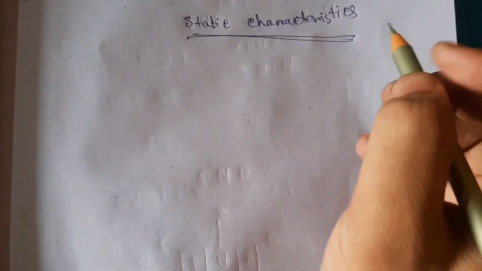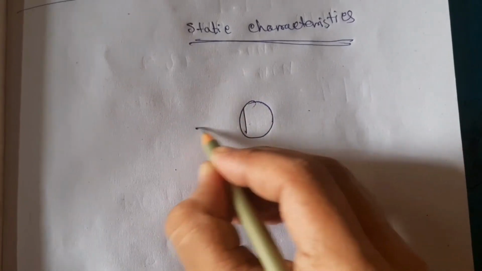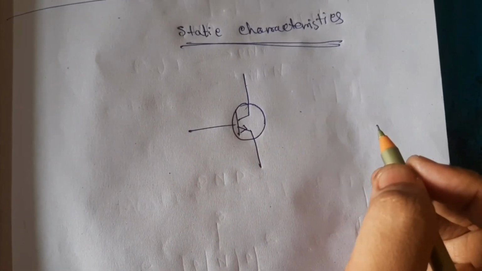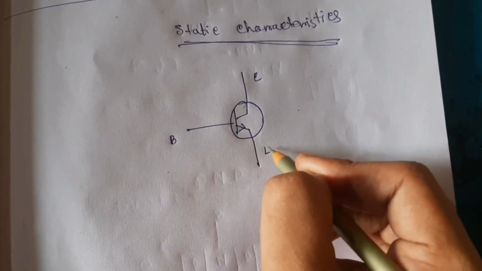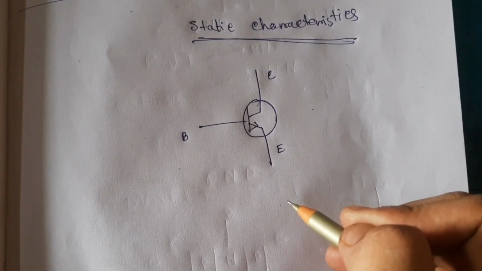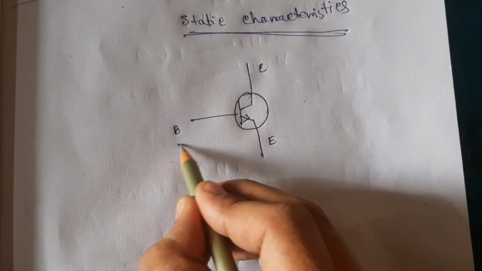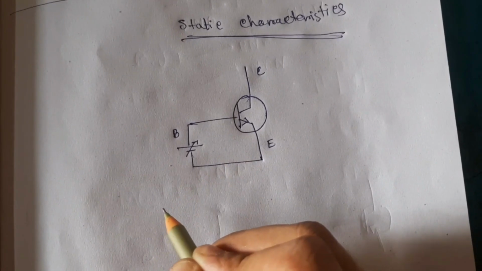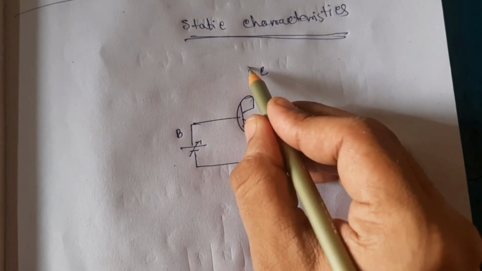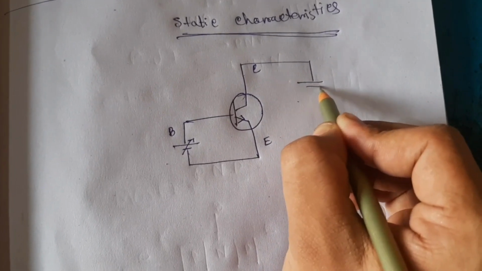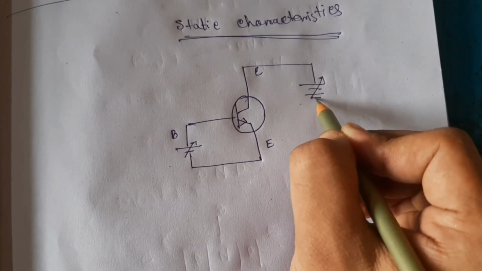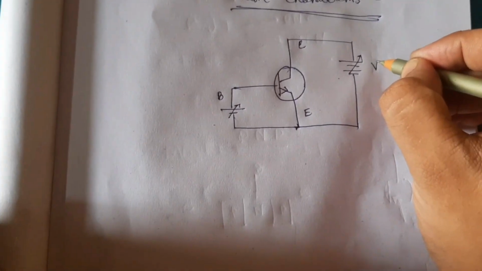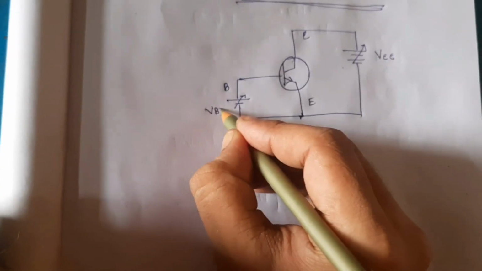Okay, so this is an NPN transistor. This is collector, this is base, this is emitter. Now we apply a regulated DC voltage, which is this, across base and emitter, and we also apply another regulated DC voltage source on the other side of this transistor. This is VCC and this is VBB.